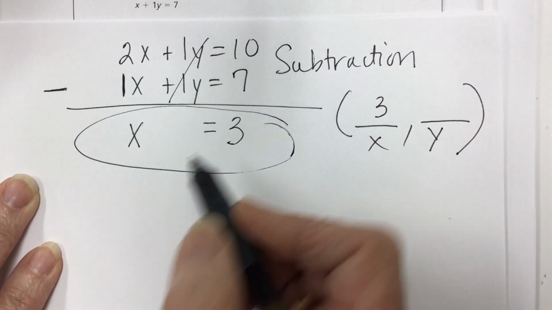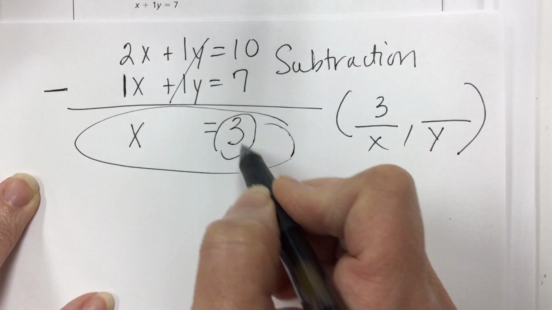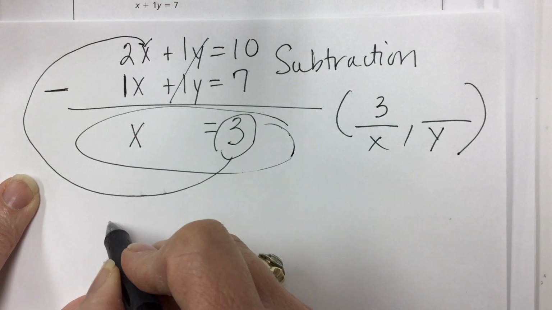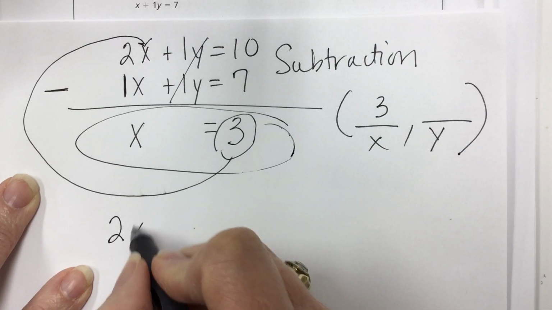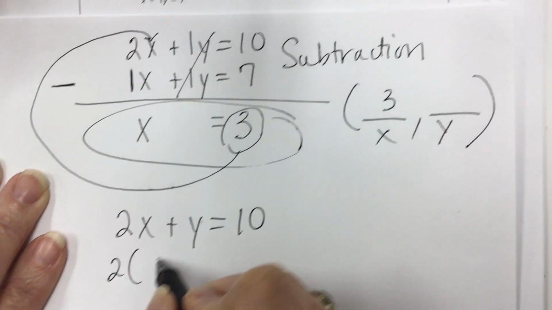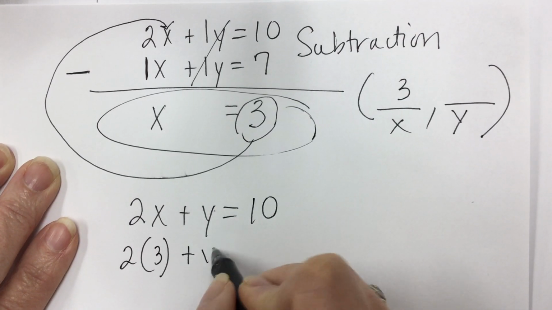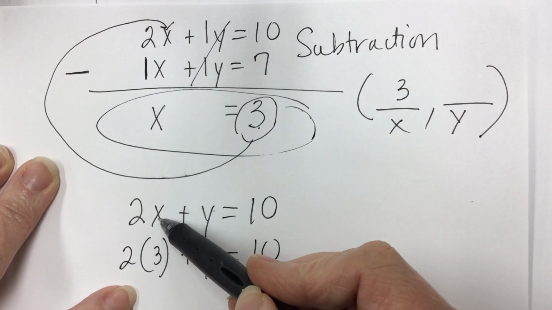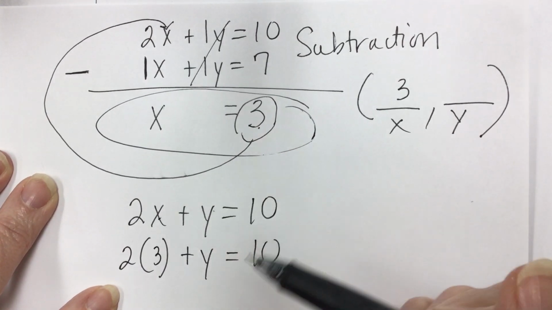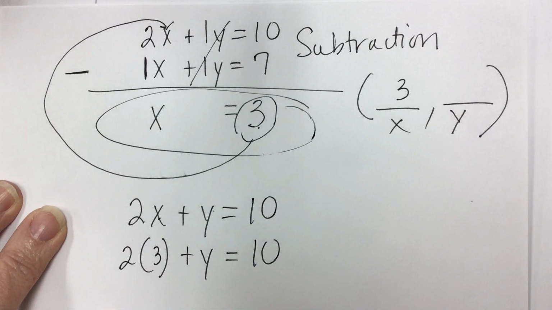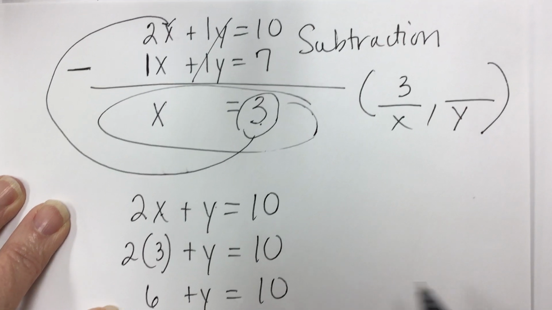So to find y, we take x is 3 and plug it back into either one of the original problems. I'm going to plug it back into equation 1. I'm plugging it back into 2x plus y equals 10. So I have 2 times 3 plus y equals 10. Plugging in x is 3 back into either one of the original equations to find y, just as we've done previously. So I have 6 plus y equals 10.